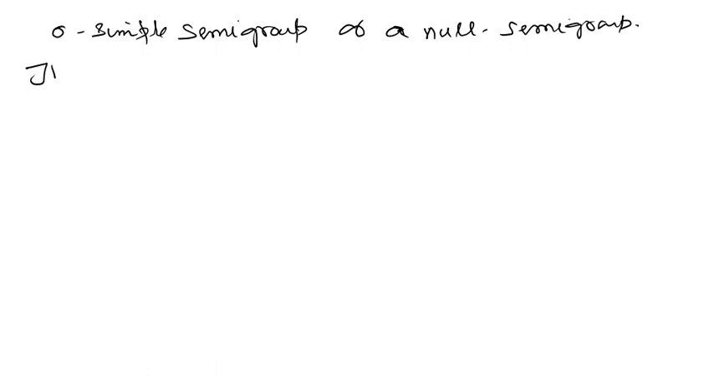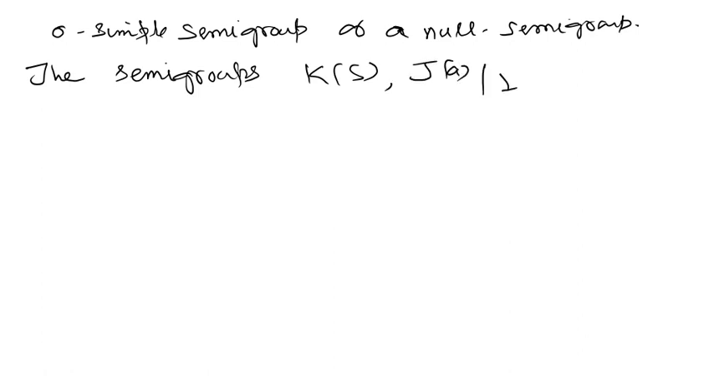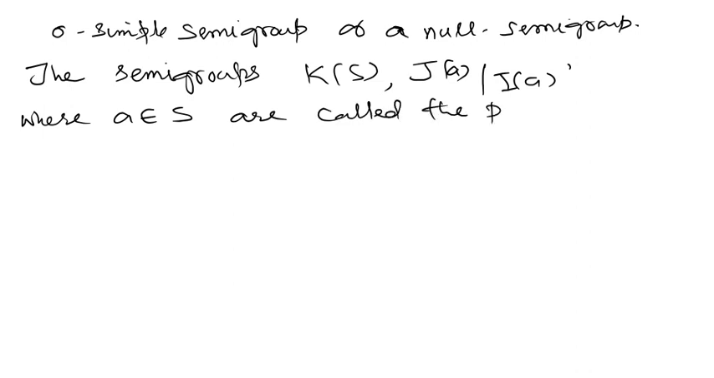are called principal factors. The semigroup Ks, which is the unique minimal ideal, is also a semigroup. And this semigroup JA over IA, where a belongs to S, these semigroups are called the principal factors of S.